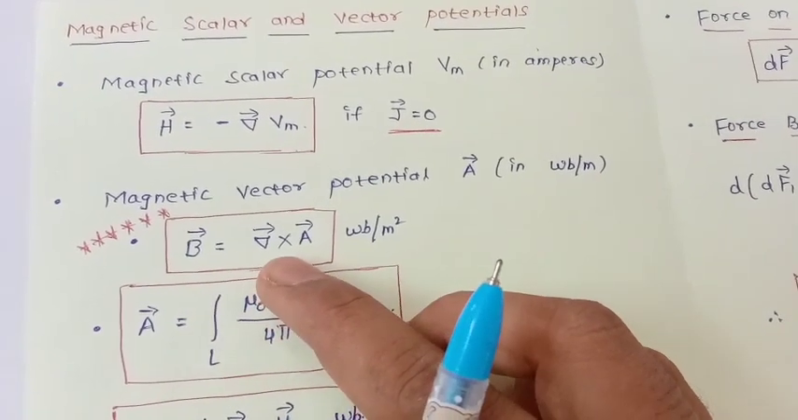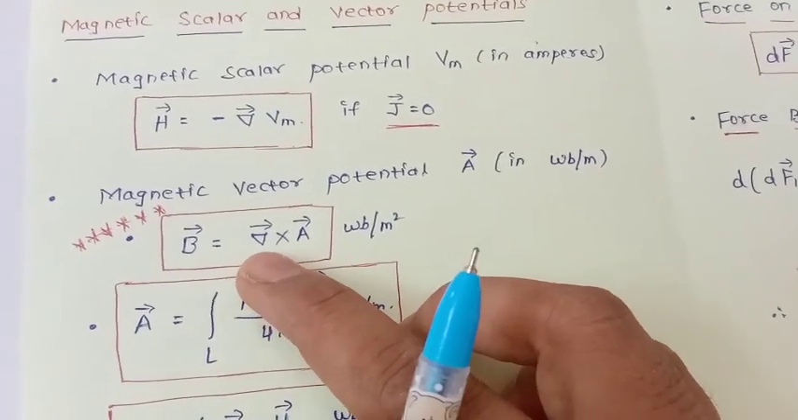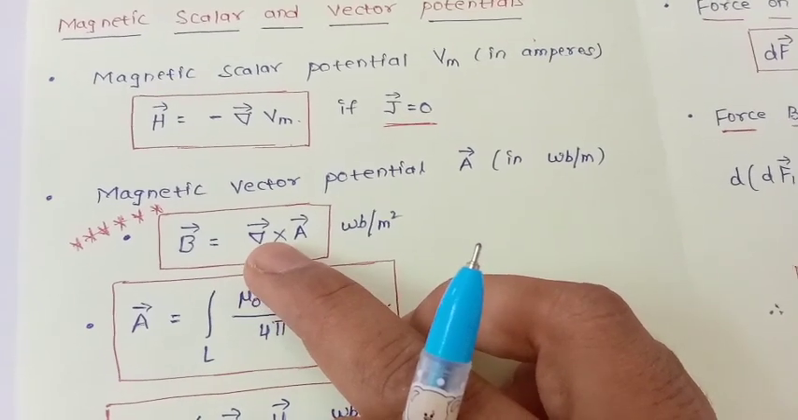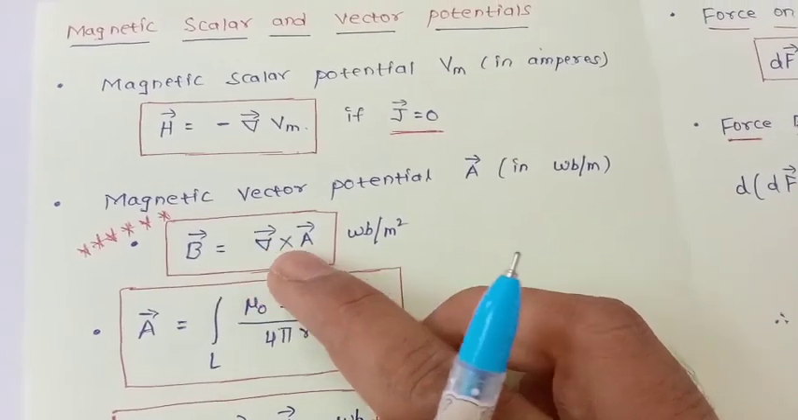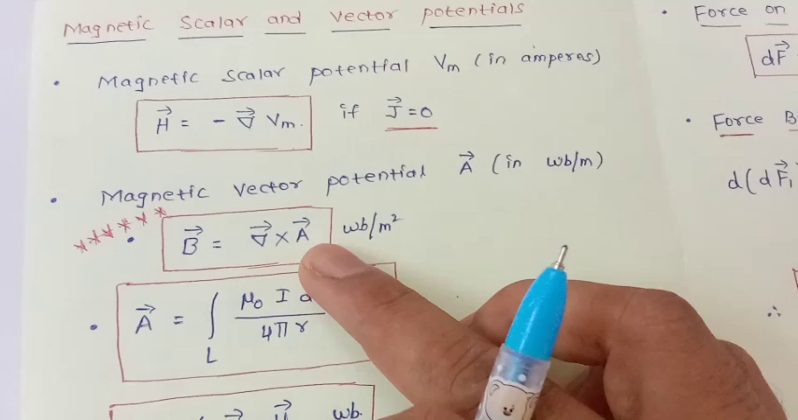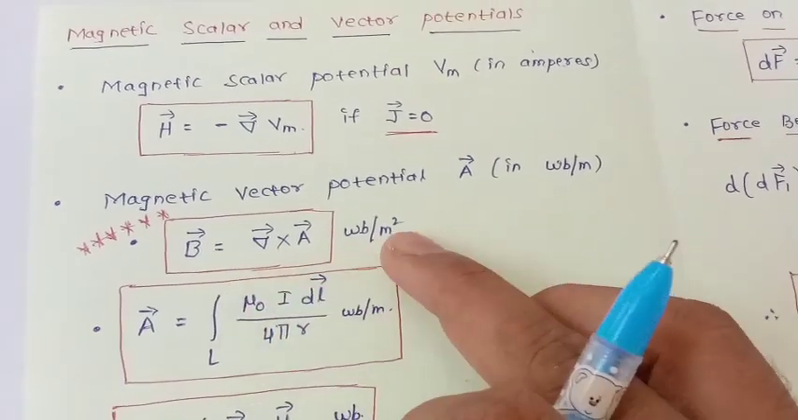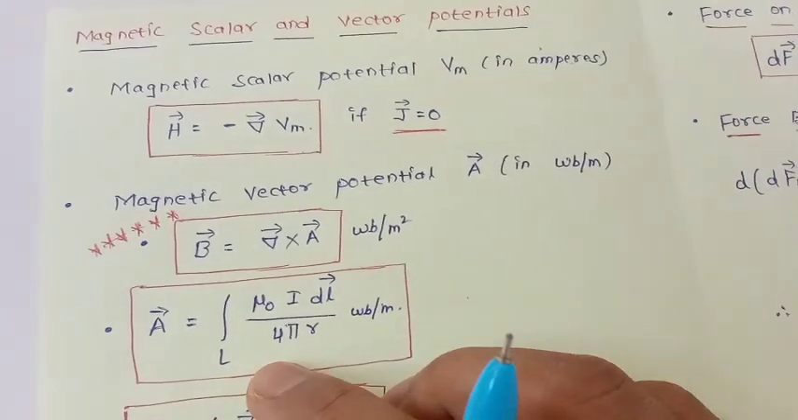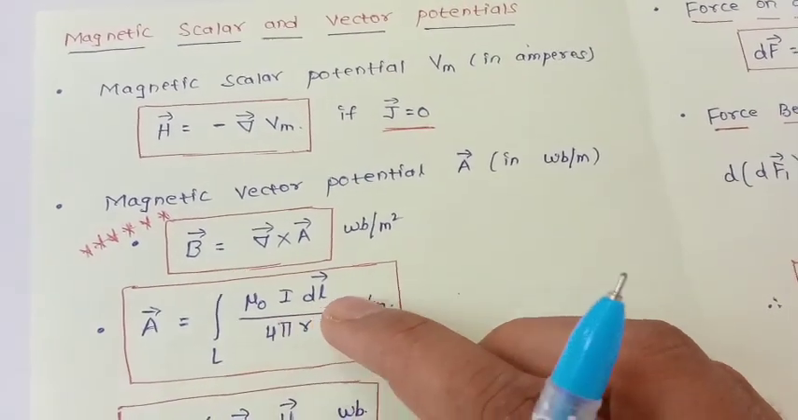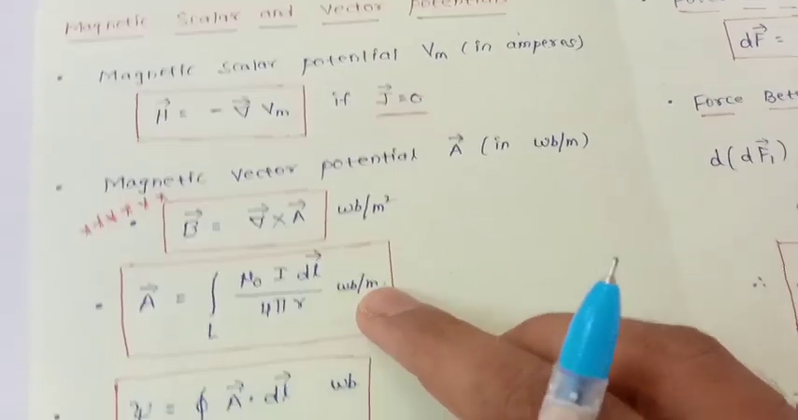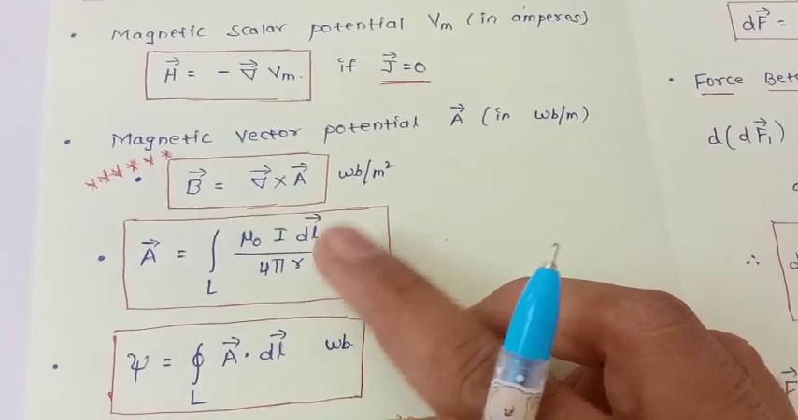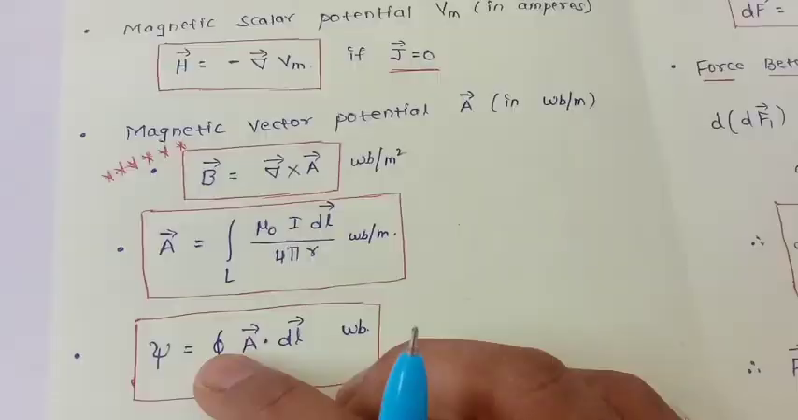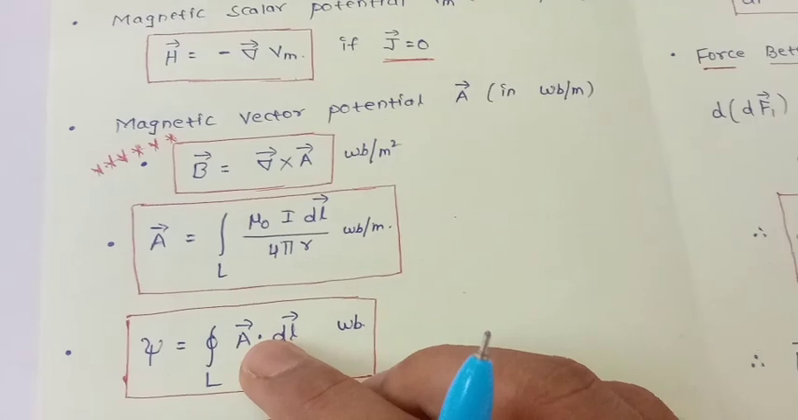B bar is equal to the cross product of the del vector and the magnetic vector potential. The units are Webers per meter square or Tesla. We know that the magnetic vector potential is equal to the line integral of mu naught I dl vector upon 4 pi r, Webers per meter. It is a very important question from the external examination point of view. Now we have the relationship between magnetic flux and magnetic vector potential.